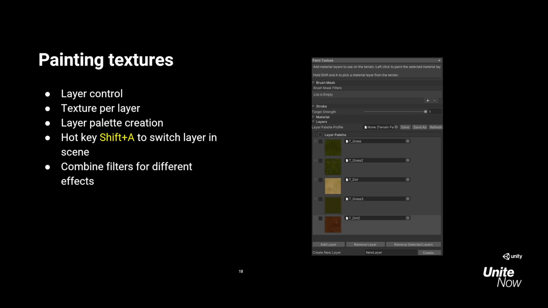And then painting textures. When you create a new terrain, now we have some layer options to add in your terrain. So these layers work pretty much as the textures which you have in the previous versions of the terrain system inside Unity.